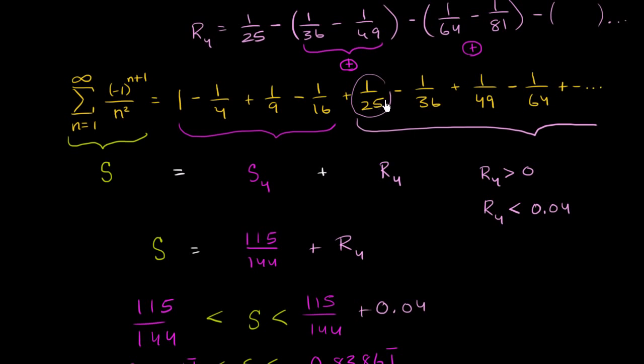Now, this was one example. It's going to be different depending on whether the first term is negative or positive, and we're going to have to introduce the idea of absolute value there, the magnitude. But the big takeaway here is that the magnitude of your error is going to be no more than the magnitude of the first term that you're not including in your partial sum.